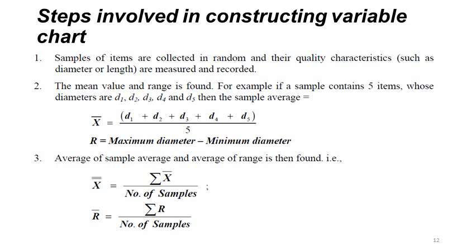For example, if we collect 5 items, if the sample number is 5, then by measuring the diameter of the 5 samples, we will get diameters D1, D2, D3, D4 and D5. Then X bar will be, as we know, the mean: (D1 plus D2 plus D3 plus D4 plus D5) divided by 5, and range is the maximum diameter minus the minimum diameter.